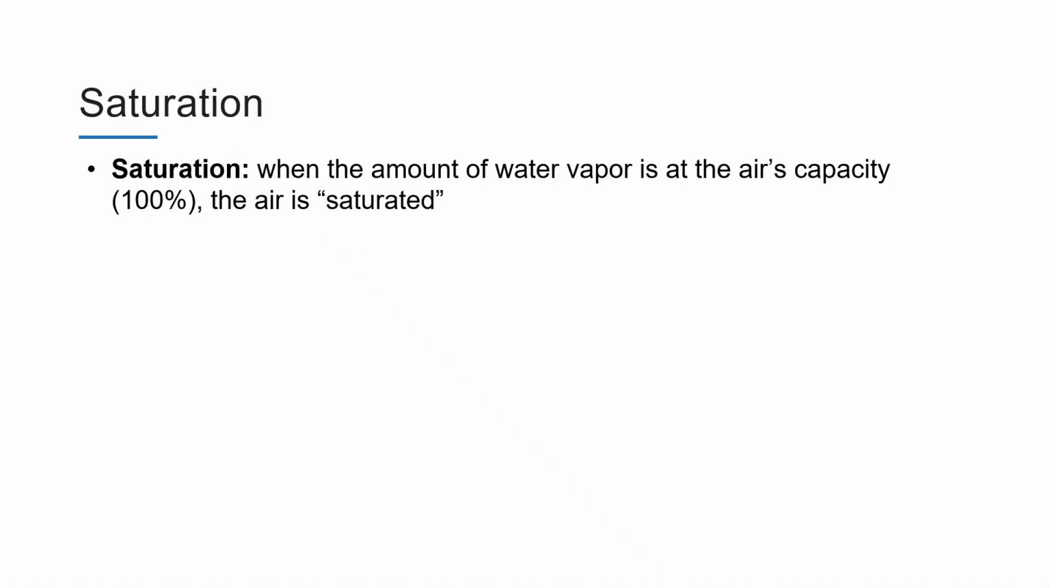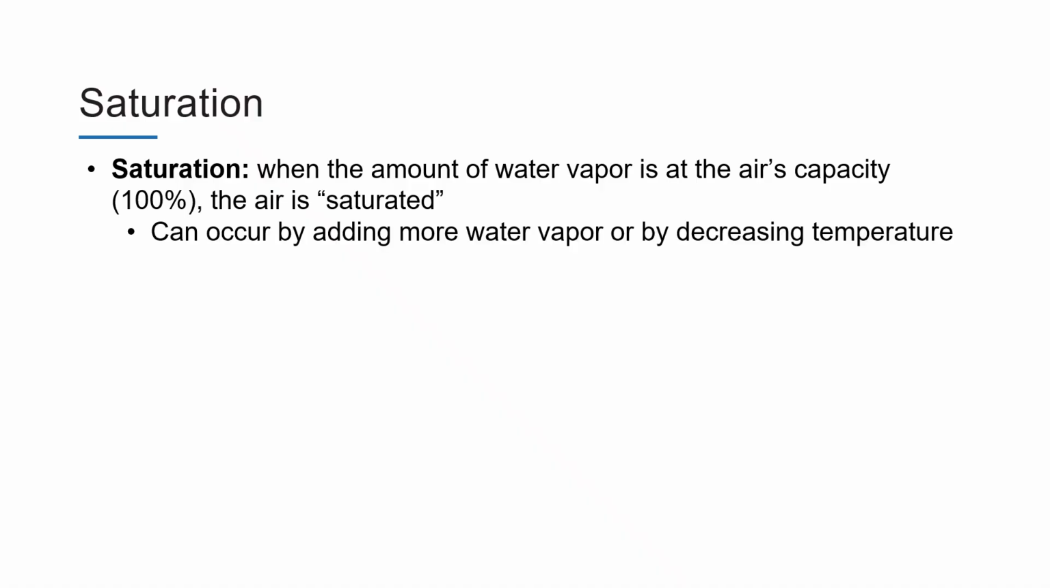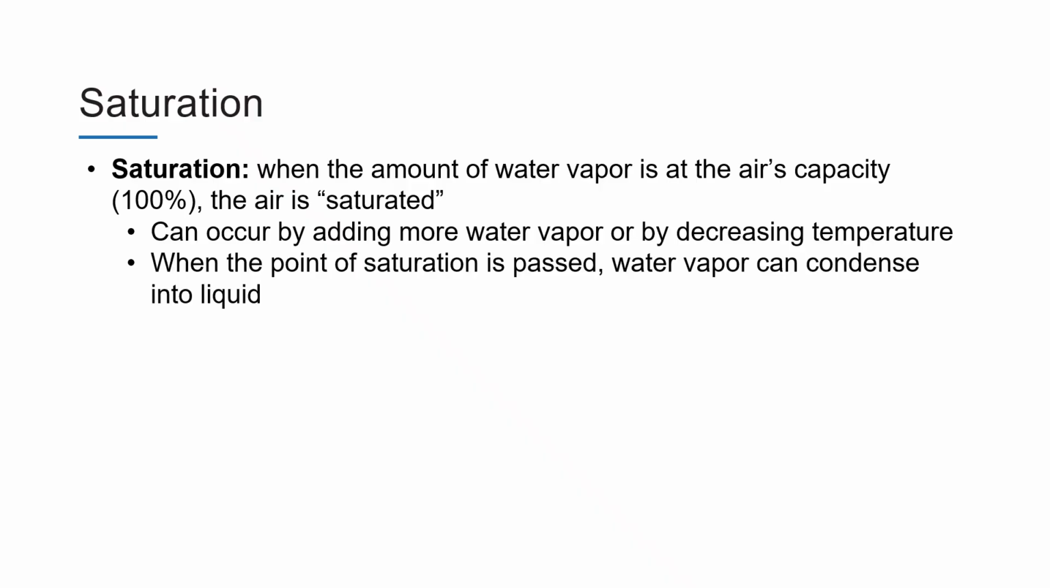When the amount of water vapor in the air reaches its maximum, we call that saturated. So saturation is the point when relative humidity is at 100%. This can occur by adding more water vapor to the air or by decreasing the temperature of the air, which brings down the capacity. When the point of saturation is passed, the water vapor in the air can condense into liquid. And note here that I'm saying the vapor can condense. We'll come back to that.